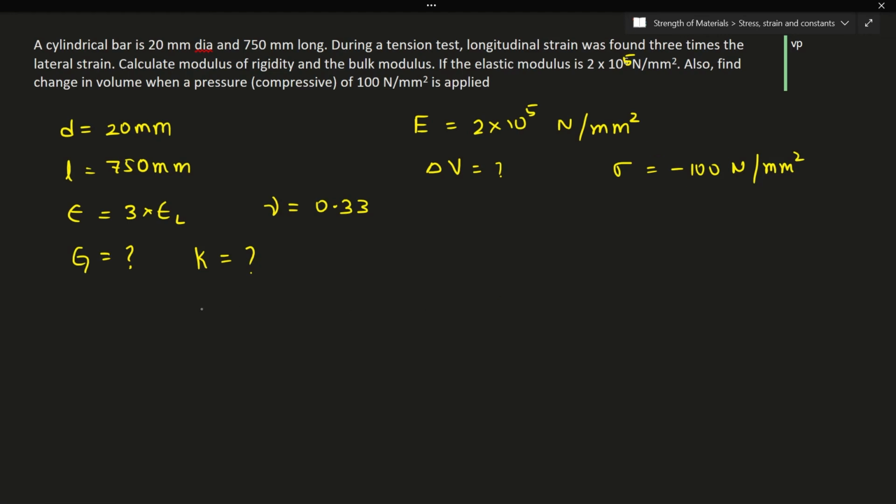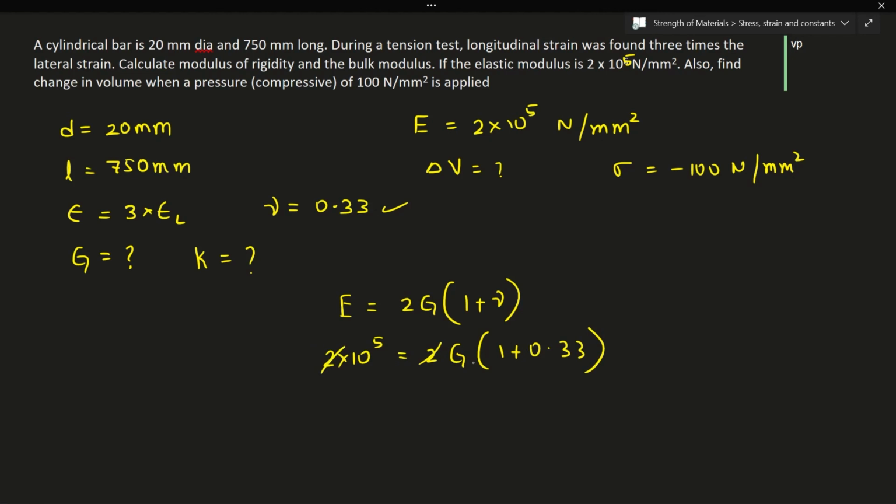Let me just start with the Poisson's ratio formula. Poisson's ratio is 0.33, and now we know the relation between the elastic modulus and the rigidity modulus. E is equal to 2G into 1 plus nu. If I substitute in this, I'll have 2 into 10 to the power of 5 is equal to 2 into G, which is what we have to find, into 1 plus 0.33. Here 2 and 2 will be cancelled. So G is equal to 75.18 gigapascal.